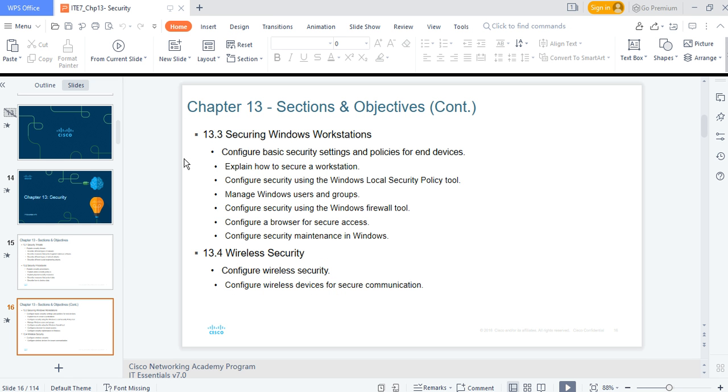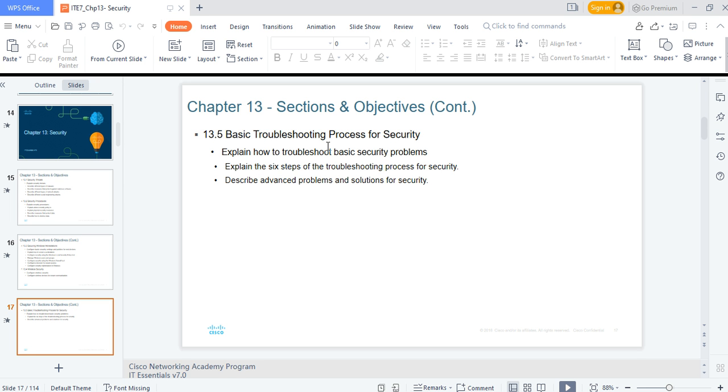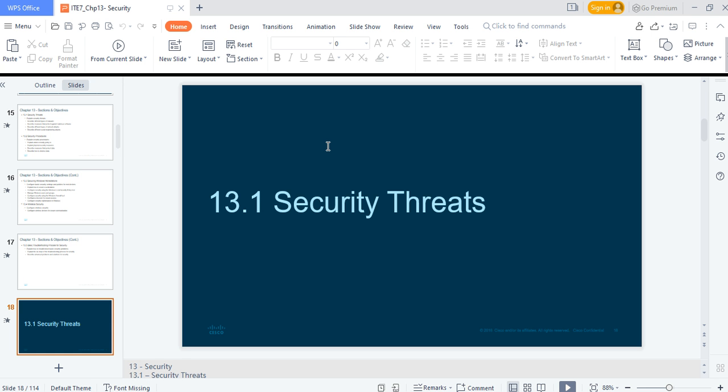Okay, so we're going to look at securing the Windows workstation. There are several things we can do to secure that. We talk about wireless security. We talk about troubleshooting, which we've been seeing in most of the modules we've considered in this Information Technology Essentials course.